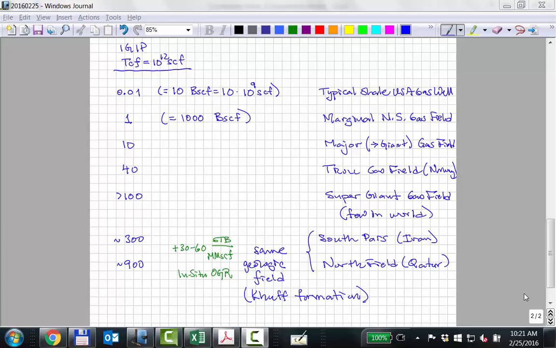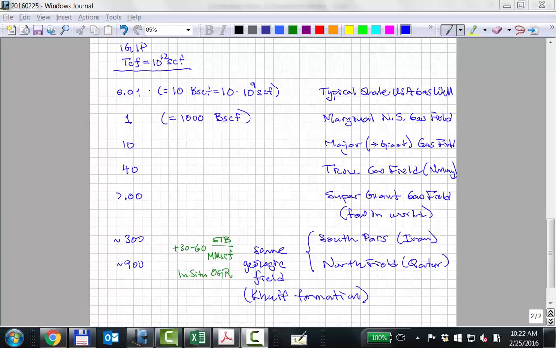So this TCF number is, like I said, the start of a marginal field. Now the gas wells in the United States that there's so many of, a typical U.S. shale well has about 10 BCF. That's a good well, and that's about 0.01, I think, TCF. So you need 100 of those wells to make what you can probably produce in a marginal gas field with 3 or 4 wells.